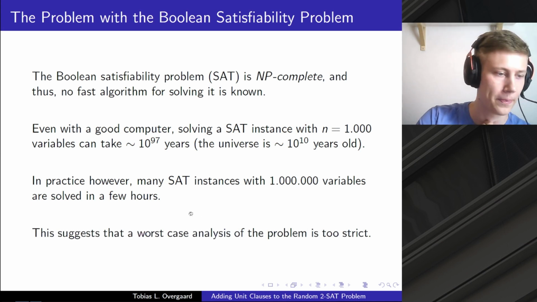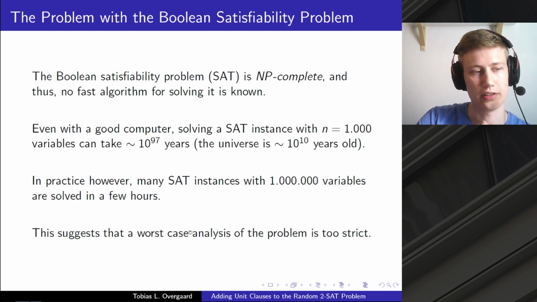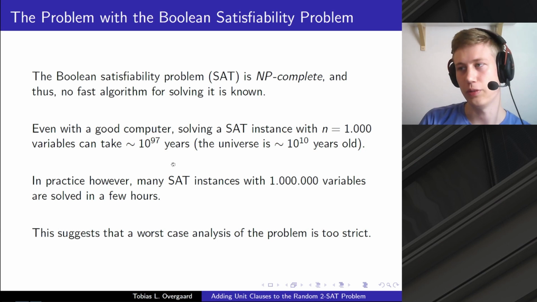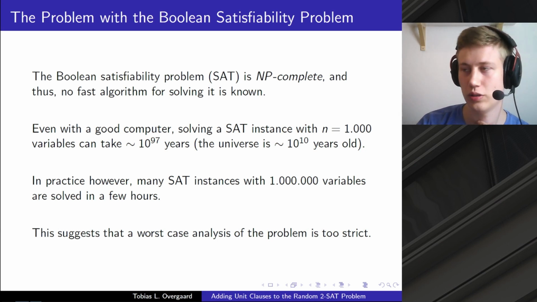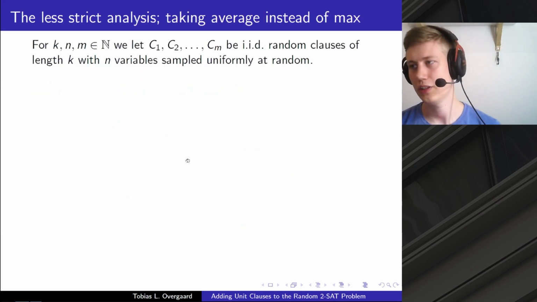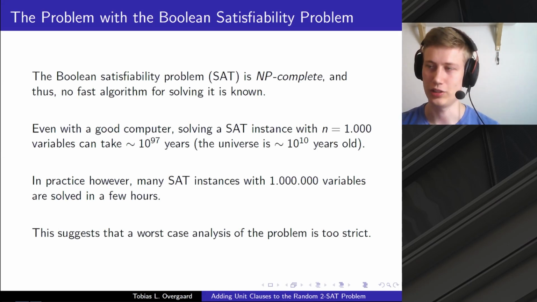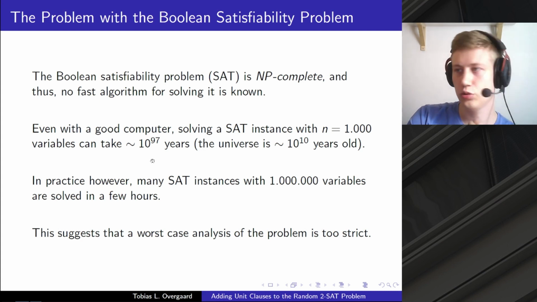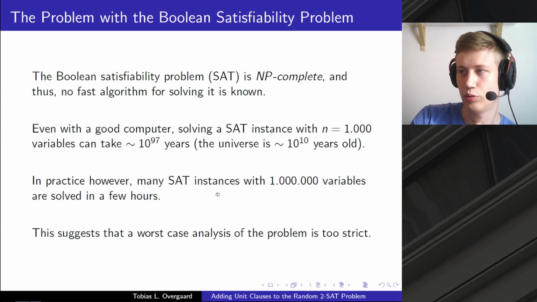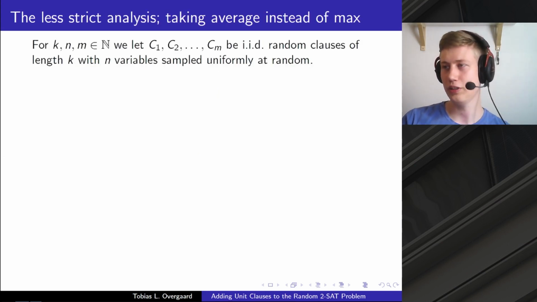I guess you could say that this suggests this worst-case analysis is too strict. This 10^97 years comes from an analysis where you're asking, in the worst case, how long would it take? So for this analysis, you're taking the maximum over all possible instances of the problem, and then looking at the computation time. But you could take the average instead. Maybe this would give you something closer to what we're seeing in practice. So that's what we'll do. We'll introduce this probabilistic view.